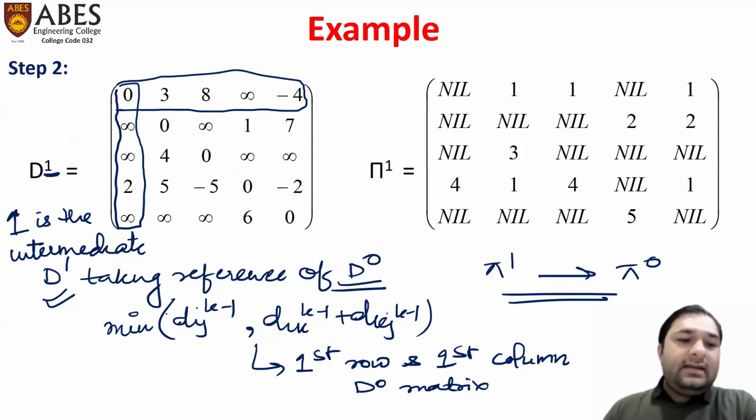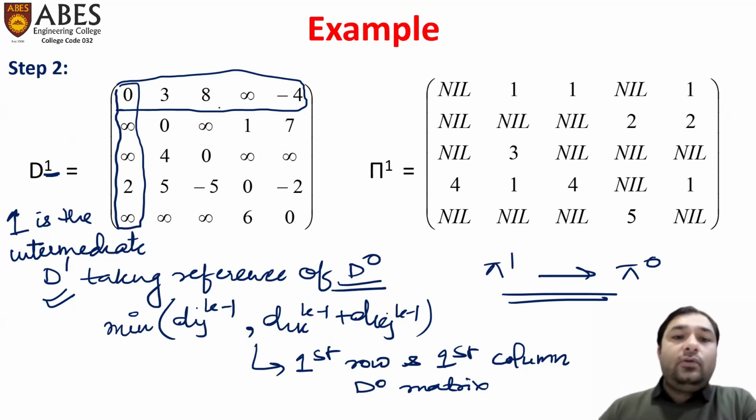Now, if 1 is the intermediate vertex, we have copied the first row and first column of D naught. Because if we talk about this position, this is 1,1; 1,2; 1,3; 1,4; 1,5. Here 1 is behaving as a source, not an intermediate vertex. If we talk about here, 1,1; 2,1; 3,1; 4,1; 5,1, here 1 is behaving as a destination, not an intermediate vertex. Hence, we copied the first row and first column.